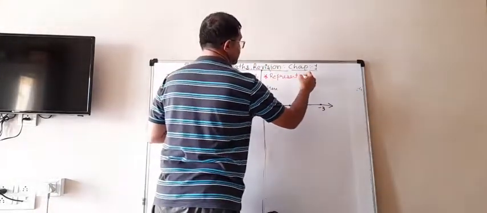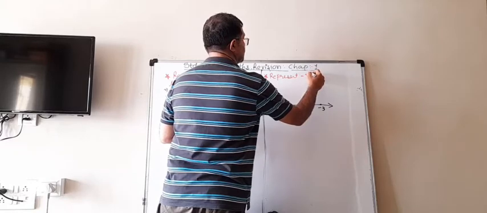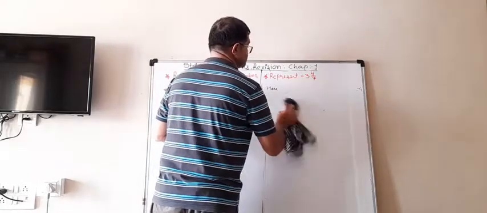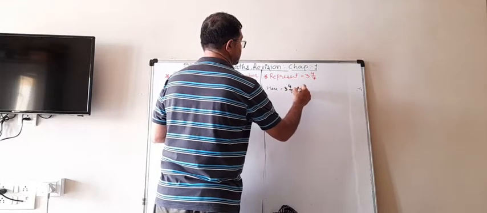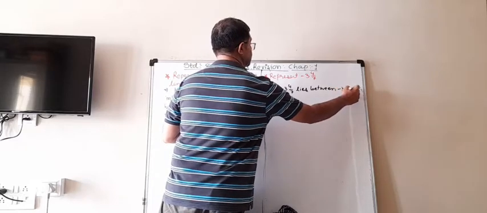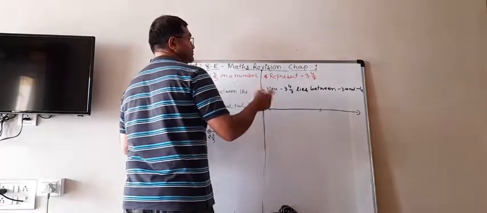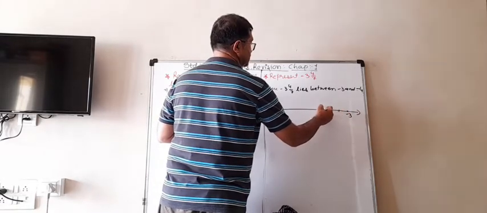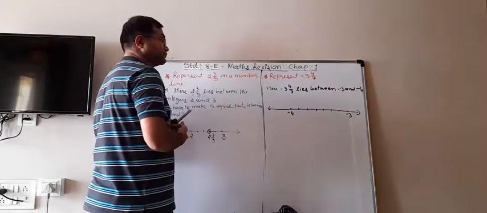Wait, we will do like represent minus 3 integer 4 upon 7. So now we have to make 7 equal parts between minus 3 and minus 4. Here minus 3 integer 4 upon 7 lies between minus 3 and minus 4. So now between minus 3 and minus 4 only we have to make 7 equal parts. So 1, 2, 3, 4, 5, 6, and the 7th part is minus 4.